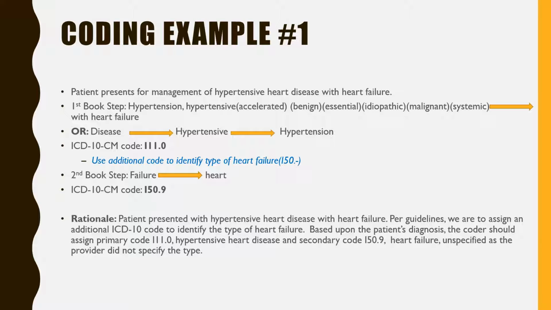In our rationale, our patient presented with hypertensive heart disease with heart failure, and per the coding guidelines, we are to assign an additional ICD-10-CM code to identify the type of heart failure. Based upon the patient's diagnosis, the coder should assign primary code I11.0, which represents the hypertensive heart disease, and then secondary code I50.9, which represents the heart failure as unspecified, as the provider did not specify the type of heart failure for this patient. So again, our code should be I11.0 and then I50.9.